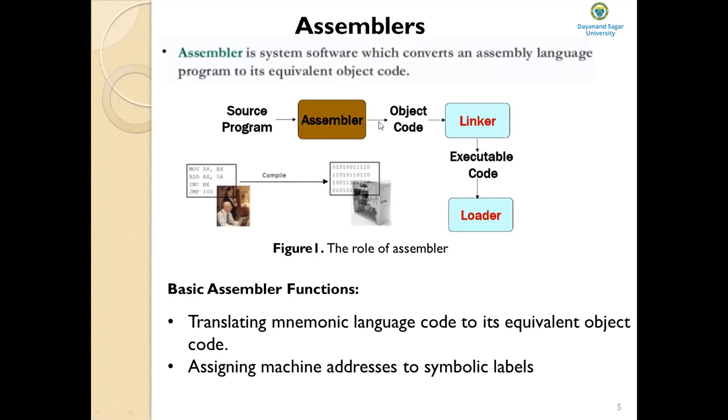and produces its machine language equivalent, which is nothing but the object code, along with the information for the loader. This object code later will be given to the linker in order to combine the object files, if any, and then the linker will produce the executable code, and this executable code will be loaded into memory by the loader. So this is the role of the assembler in software development.